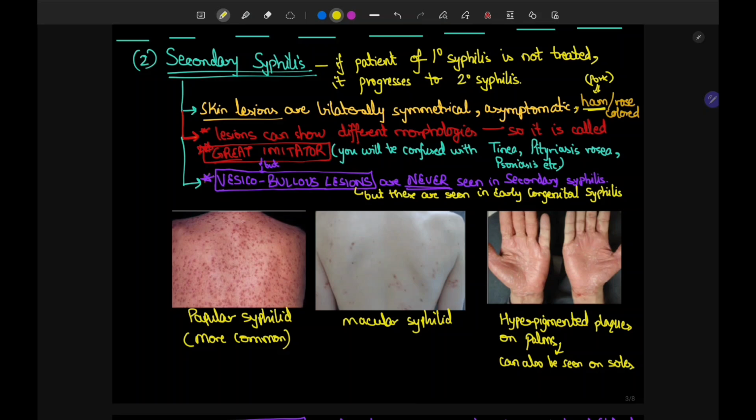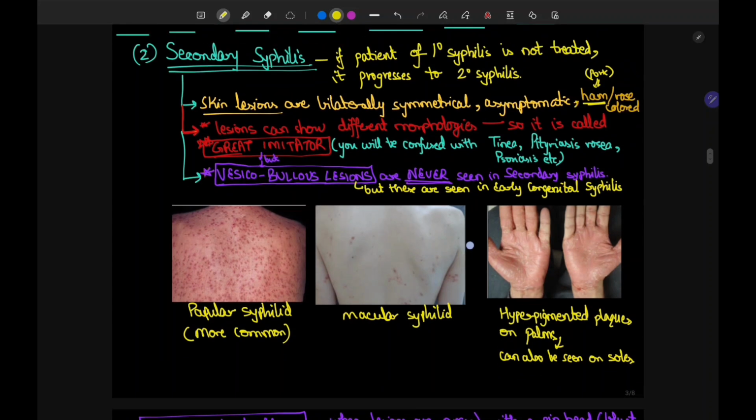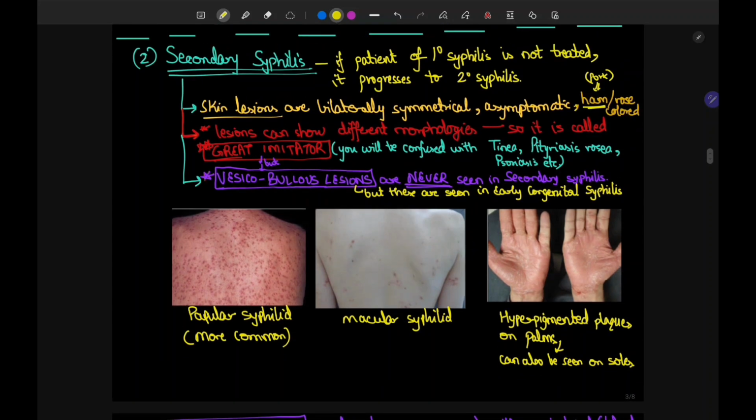And see, you may see all types of lesions here, but vesicobullous lesions are never seen. Vesicobullous lesions are never seen in secondary syphilis, even though it's a great imitator. These vesicobullous lesions will be seen in early congenital syphilis. I'll teach you later that in early congenital syphilis, the baby is having these vesicobullous lesions. So it might be a little confusing, but if you read again and again, it will be all right.